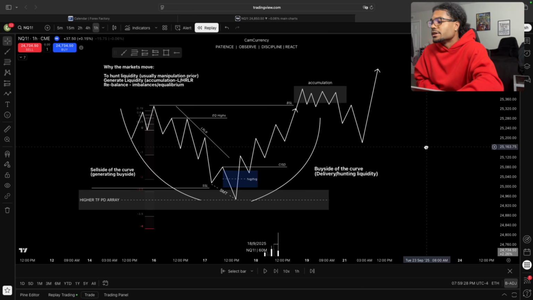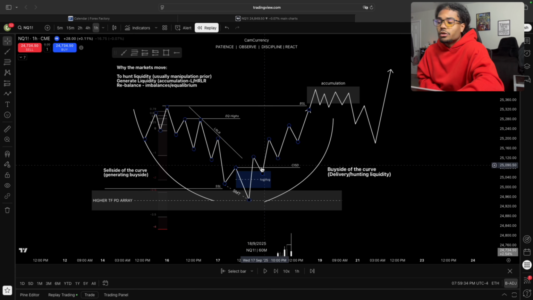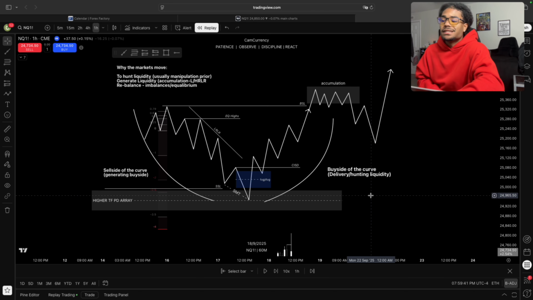So in this case right here, we have the SMT tapping into the higher time frame PDRA. We have either an inversion fair value gap or a fair value gap created. This is very important because if we create a fair value gap or we get an inversion fair value gap, oftentimes this is a sign that price is ready to move and we're about to make that move.